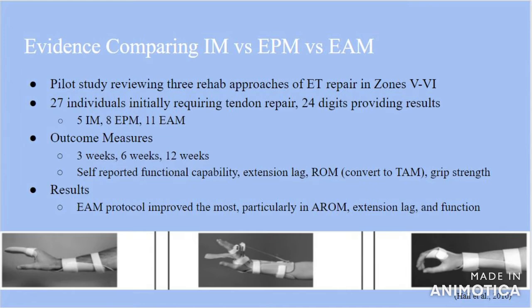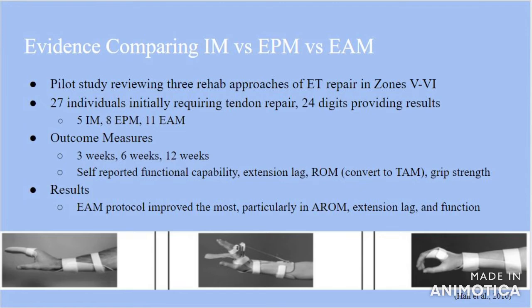The second study reviews the rehab perspective of movement protocols of extensor tendon repairs of zones 5 and 6. There were 27 participants recruited initially who required tendon repair. Some of these individuals dropped out of treatment, so outcomes were based on a total of 24 digits. 5 were following immobilization protocols with a static splint. This placed the wrist in 40 degrees extension, MCPs in 20 degrees extension, and IPs neutral.